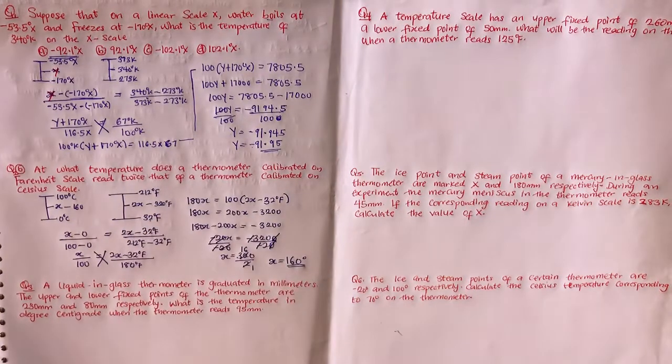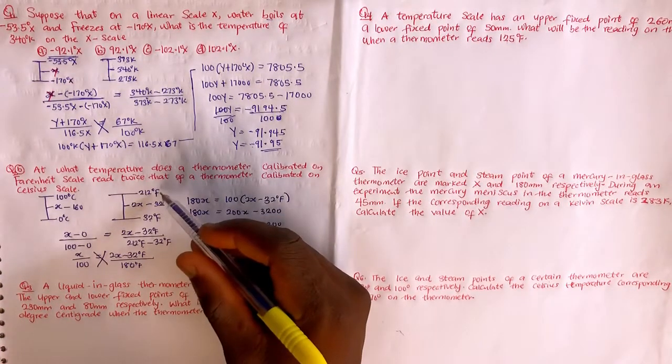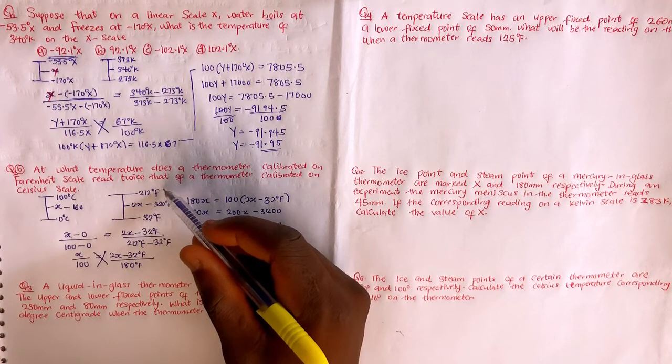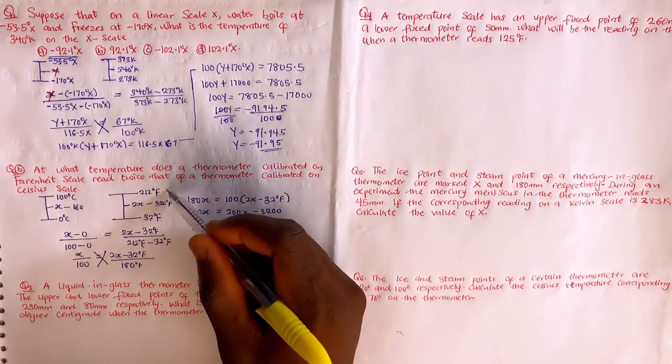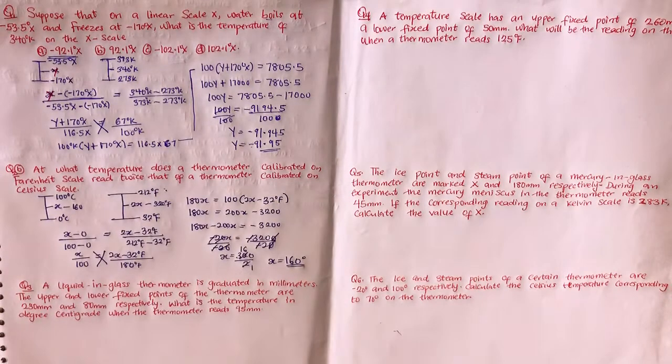Can you see it? It's very simple. Actually, if I should redraw the temperature scale, that means this will be what? This will be the upper fixed point. Now this will be at the boiling point. Okay, so that's just it. Now let's move to the next one.